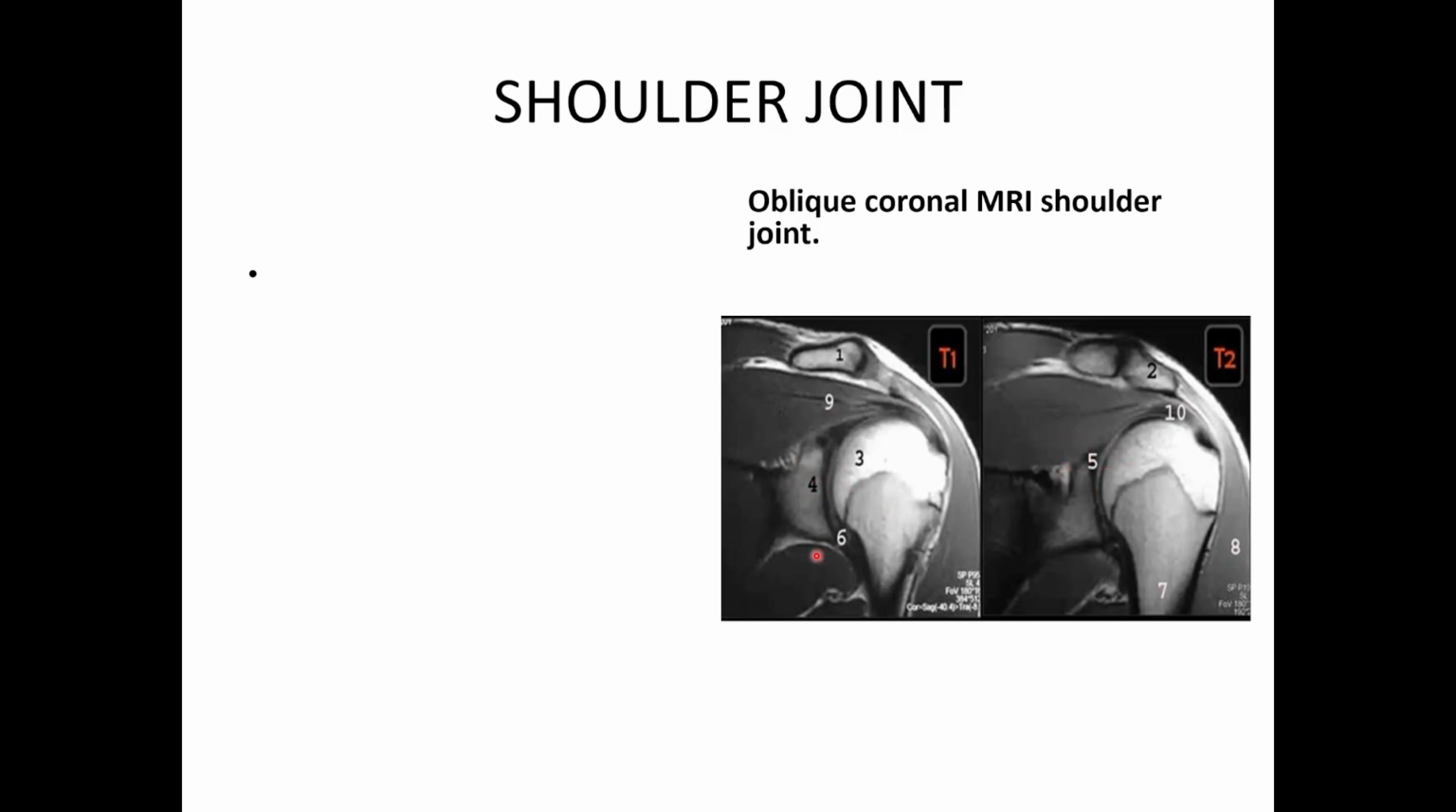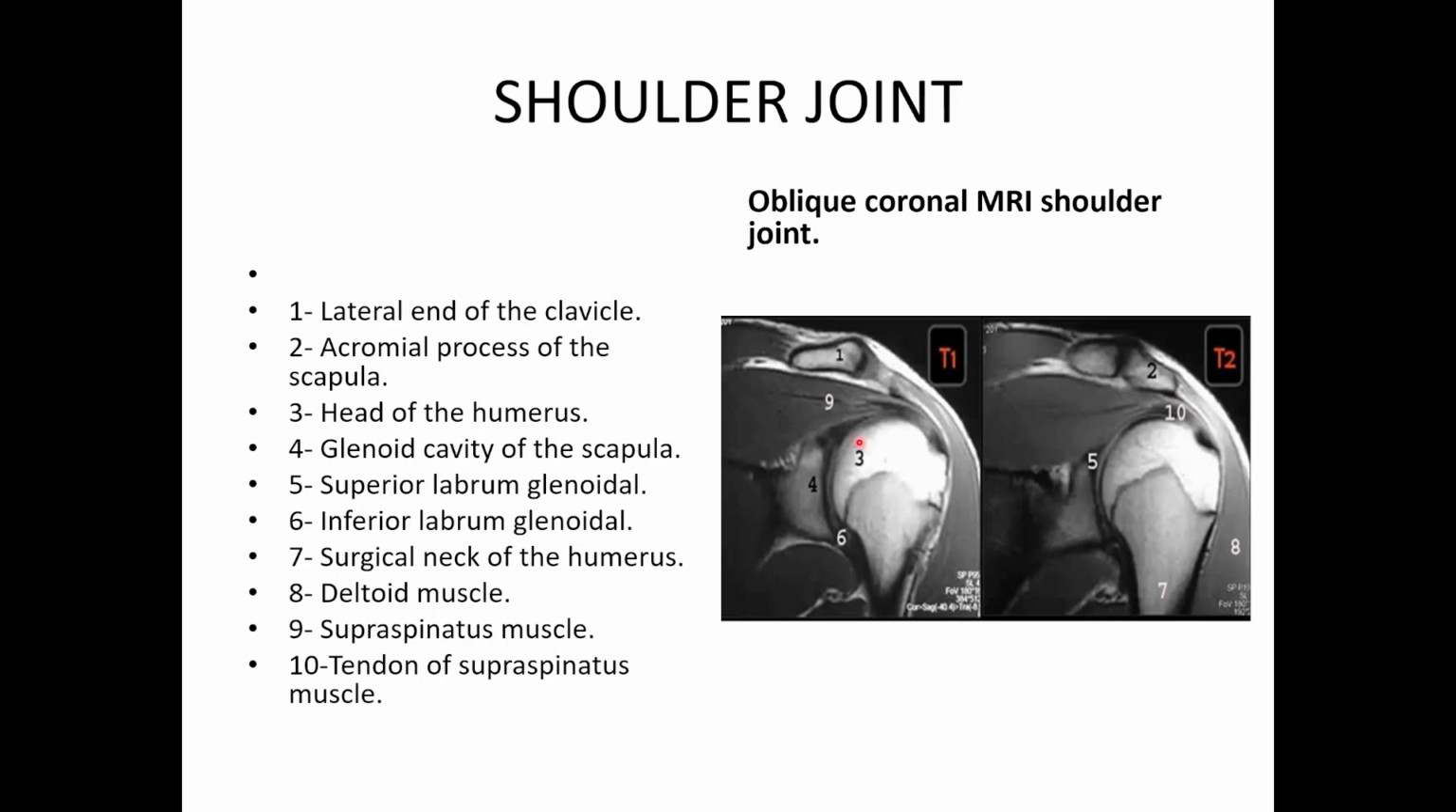glenoidal labrum, 6 we have the inferior glenoidal labrum, 7 we have the surgical neck of the humerus, 8 we have the deltoid muscle, 9 we have the supraspinatus muscle, and 10 we have the tendon of the supraspinatus muscle.